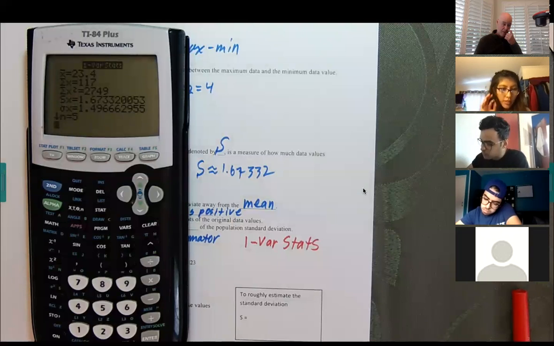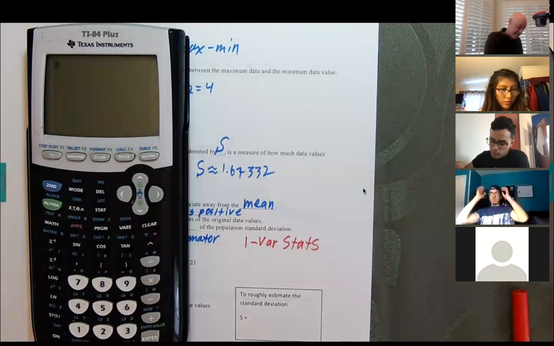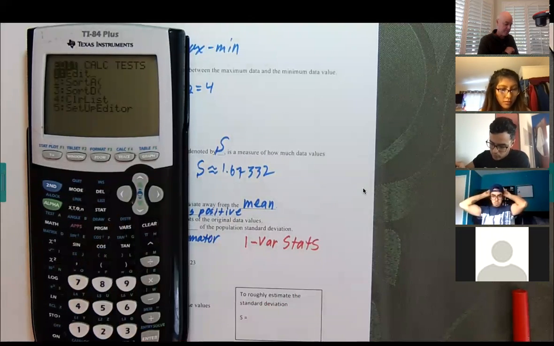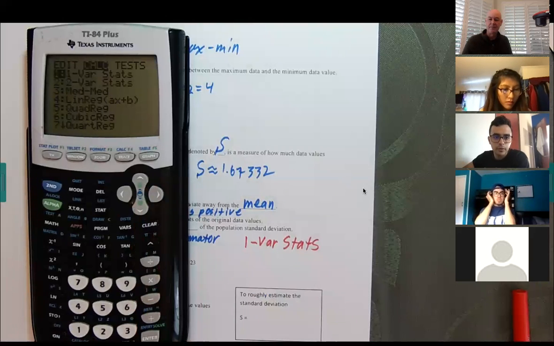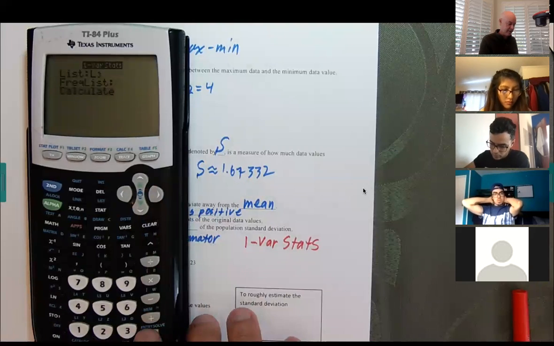Can you do that one more time, please? The 1 Var Stats on the calculator. I can. You hit stat. Okay. Calculate. Put in the correct list and calculate.